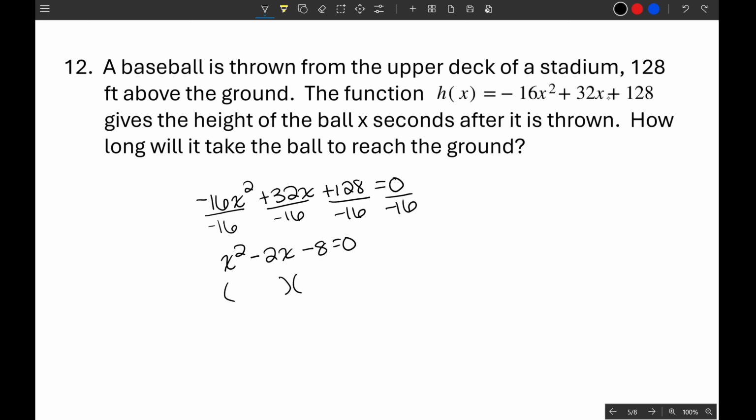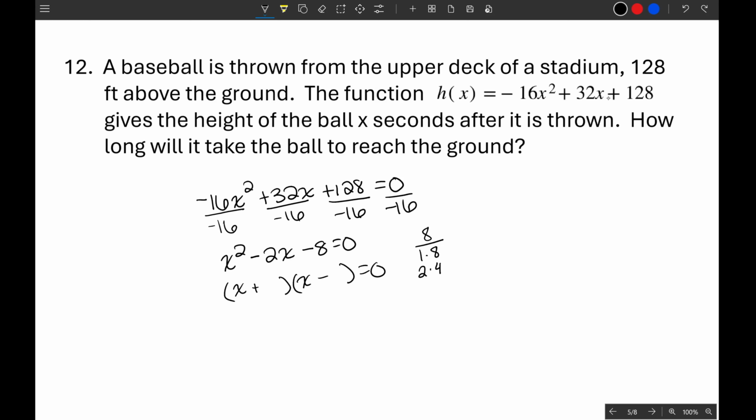So now I'm going to factor what I have left. I have a minus at the back, so 1 positive, 1 negative, my x and my x. And I'm looking for 2 numbers that multiply to make 8 that will also subtract to make 2. Well, 1 and 8 subtracts to make 7. 2 and 4, that subtracts to make 2.